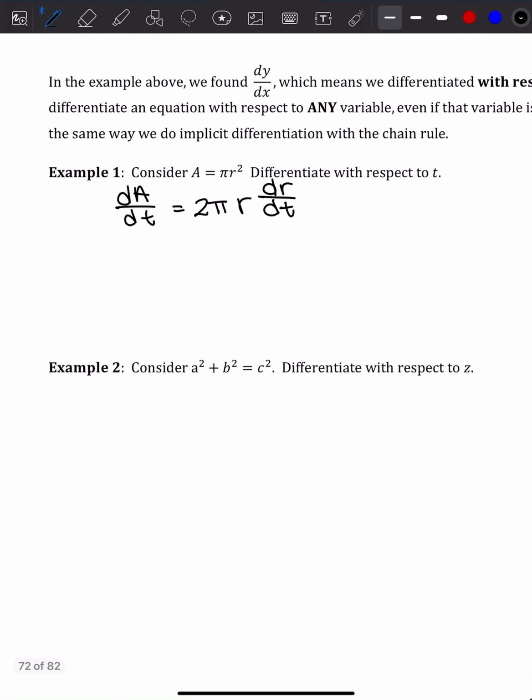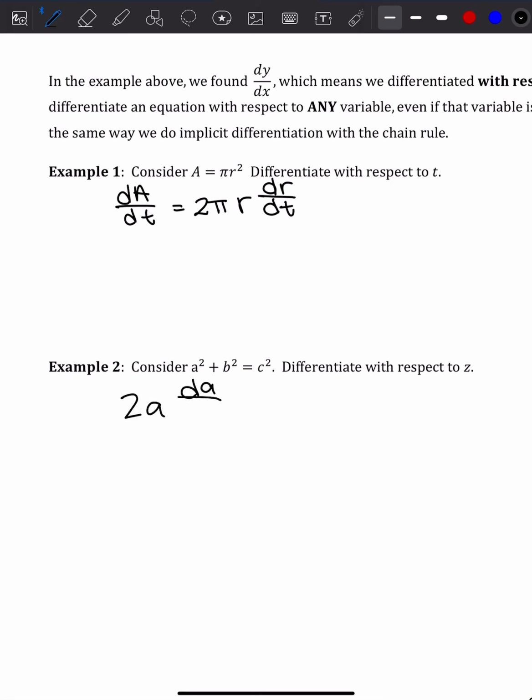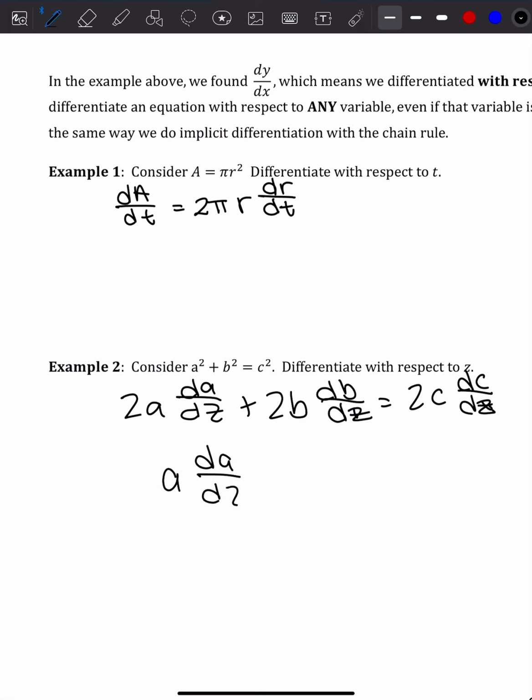We have a squared plus b squared equals c squared, differentiate with respect to z. So we have 2a times dA over dz plus 2b times dB over dz equals 2c times dC over dz. We can also look at this and say, hey, there's a 2 in common with all of these, and get rid of it to simplify what we are looking at.